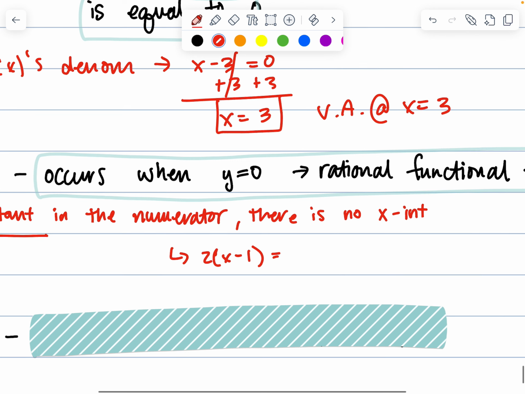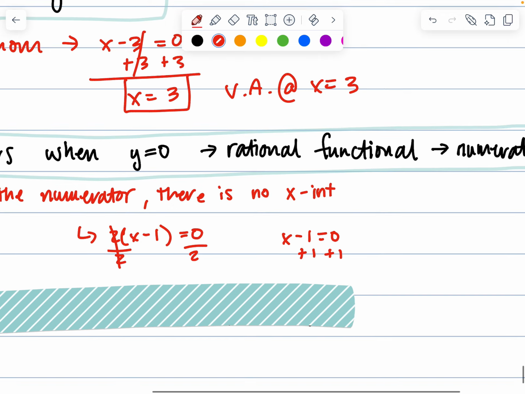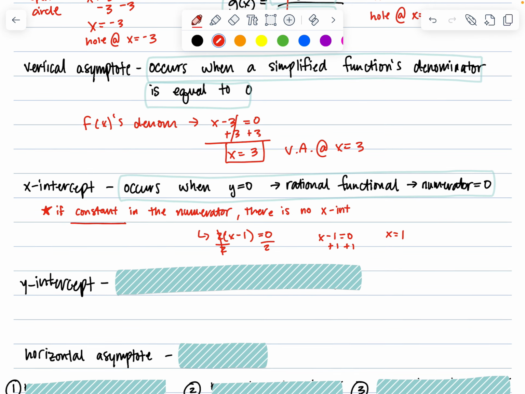We're going to set this all equal to 0. We're going to divide this by 2 because it's outside the parentheses. We get x minus 1 is equal to 0. Add 1 to both sides. We get x equal to 1, which means we have an x-intercept at 1. So we're going to have (1, 0) as the point for our x-intercept.